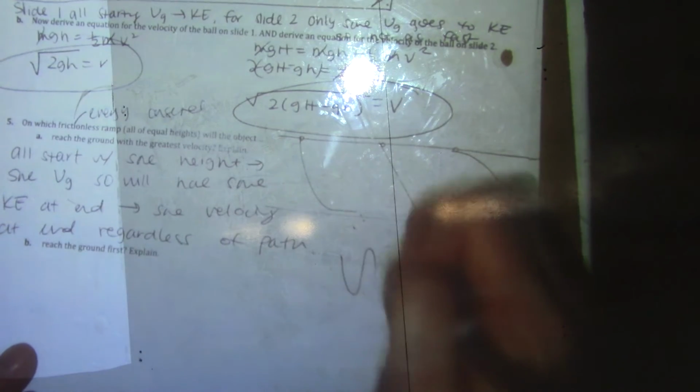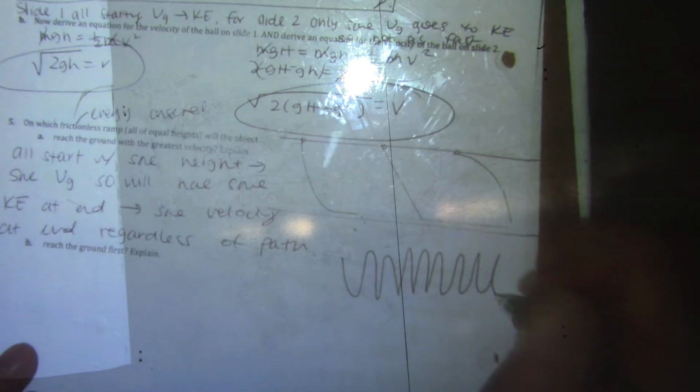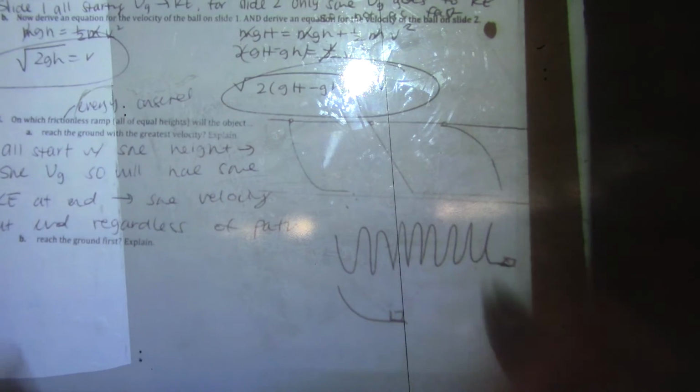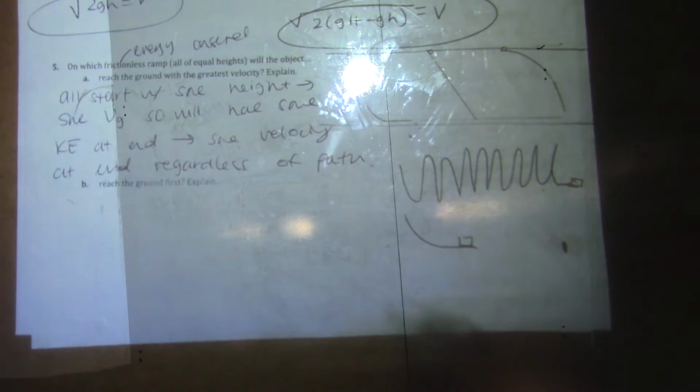Right? No matter what path it takes, right? You could think about it like this: if energy is conserved, it doesn't matter how many times you go up and down. At the bottom, your velocity is going to be the same as if you just went straight down, as long as energy is conserved, as long as it's frictionless. Now, which one reaches the ground first?